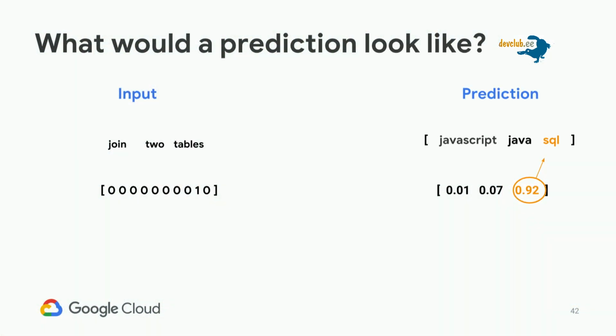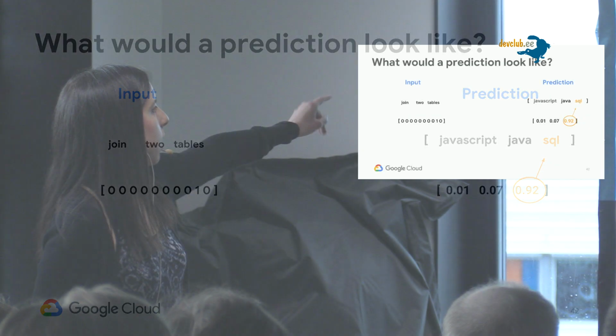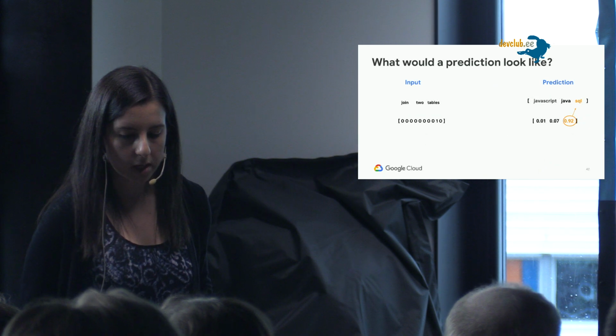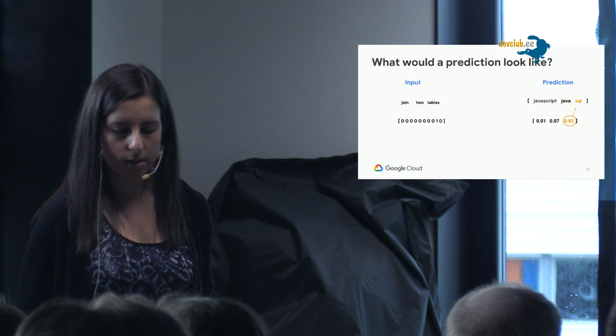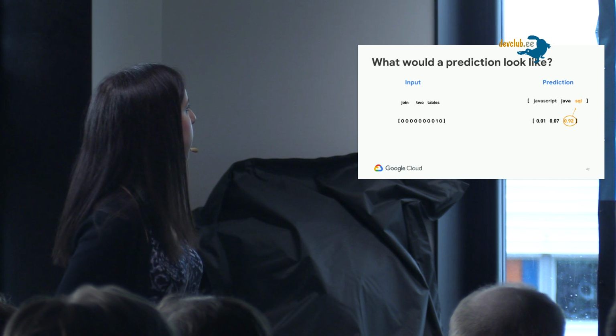Here's an example for a question about SQL. If the title of the question is join 2 tables, the only word here from our vocabulary is join. And here our model is 92% sure that it's about SQL.